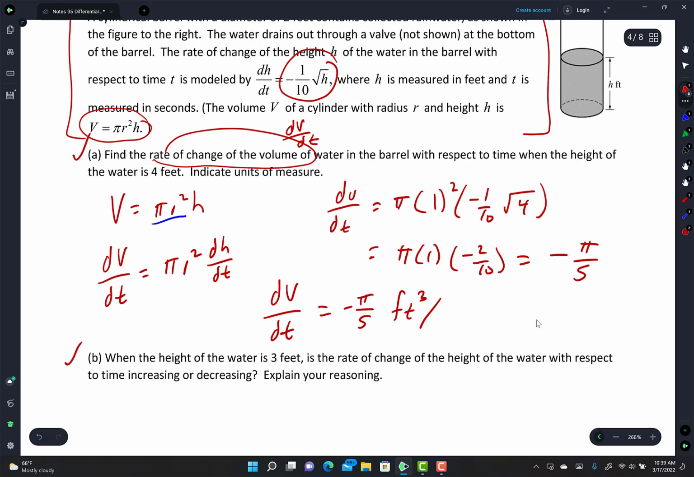per second. You need units. It tells you right here, indicate units of measure. Are we okay with that, guys? So how do you feel? You think you can do that? Well, with experience, you will, right?